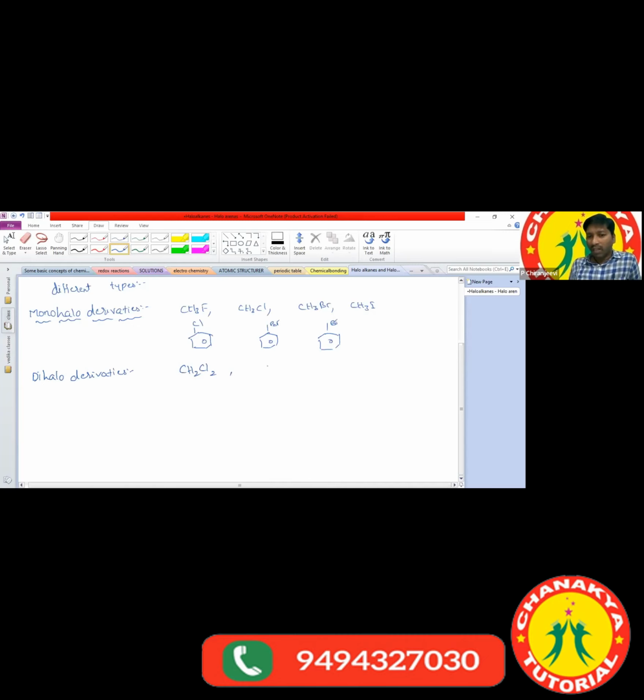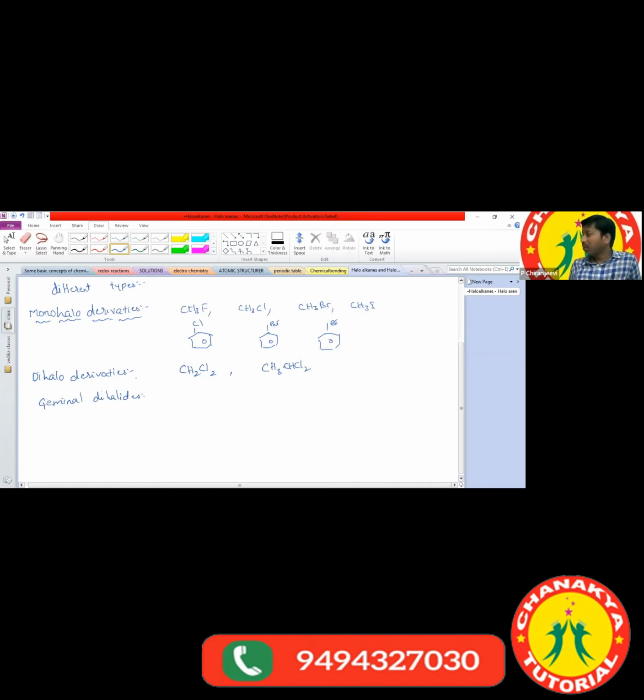Or we can write it as 1,1-dichloroethane, CH3-CHCl2. So all these are examples. Again, based on the number of halogens attached to the carbon, dihalo derivatives are classified into two types. One is called geminal dihalides, and another one is called vicinal dihalides.